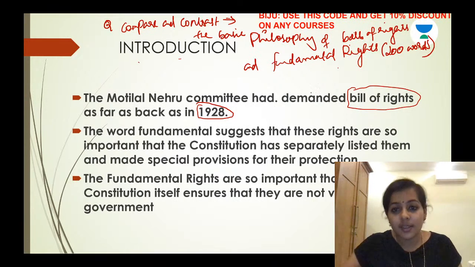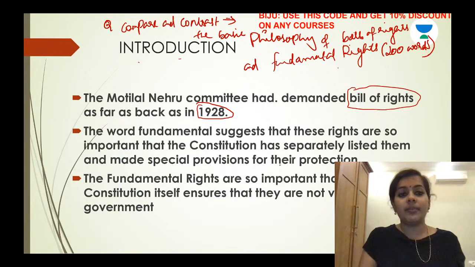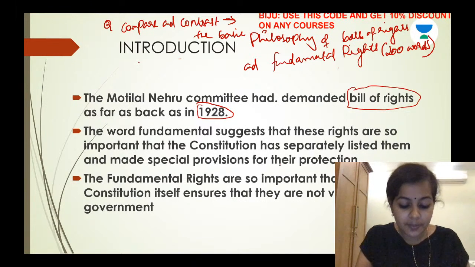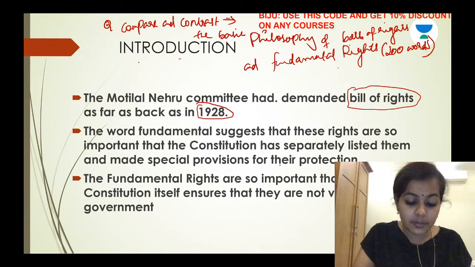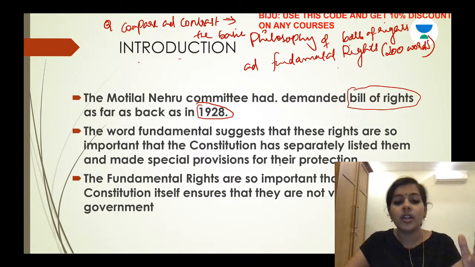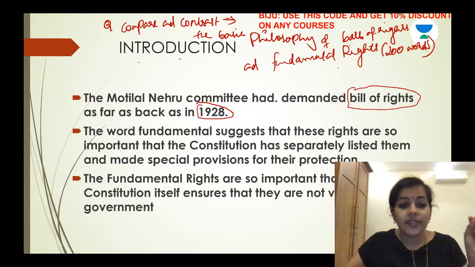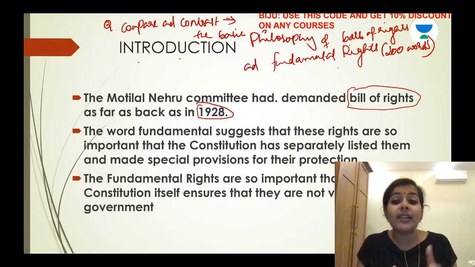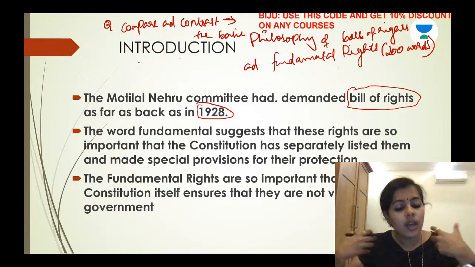The word fundamental means these rights are so important. Okay, am I going fast? Let me ask and clear it, because sometimes I go very fast. The fundamental rights are so important that the Constitution ensures they are not violated by the government. Fundamental rights bring clarity that you cannot violate them. Simply, you cannot violate them.